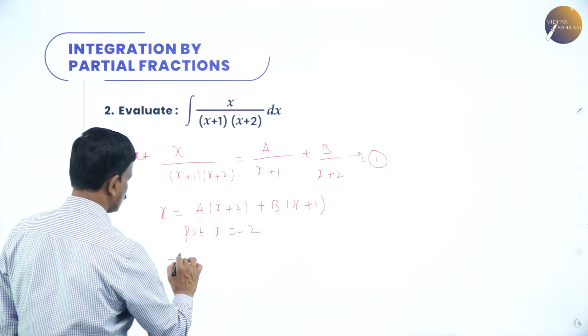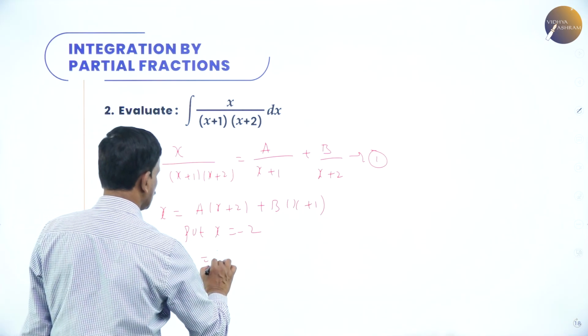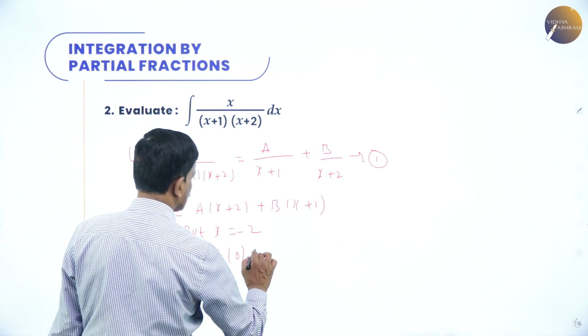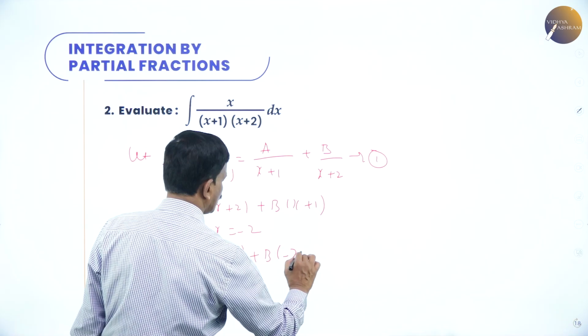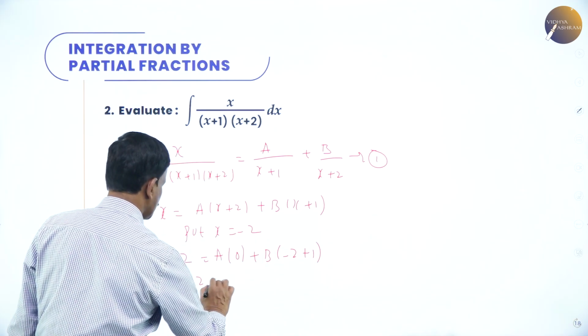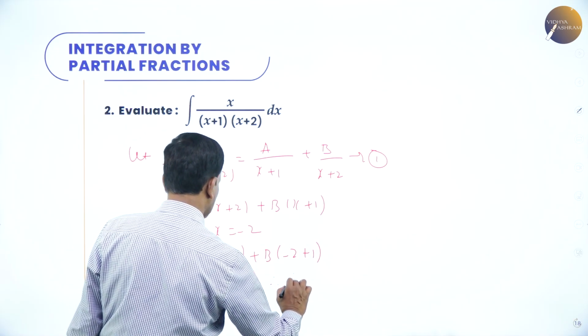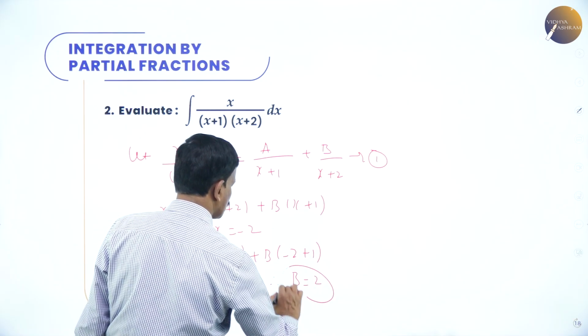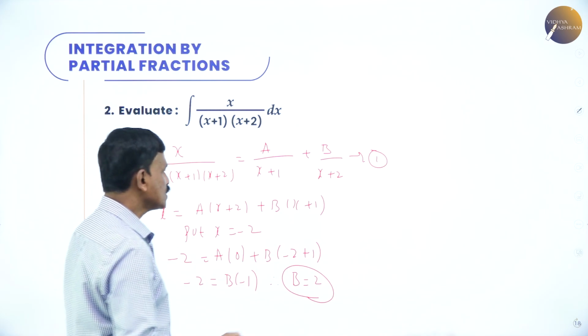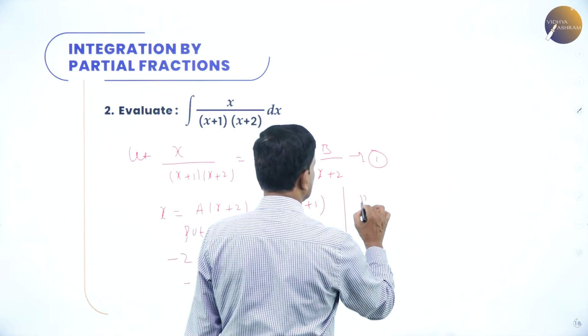If you put x is equal to minus 2, here minus 2 is equal to a into (minus 2 plus 2) gets cancelled, 0, plus b into (minus 2 plus 1). Minus 2 is equal to b into minus 1. So therefore, minus minus gets cancelled, b is equal to plus 2. Similarly, put x is equal to minus 1.